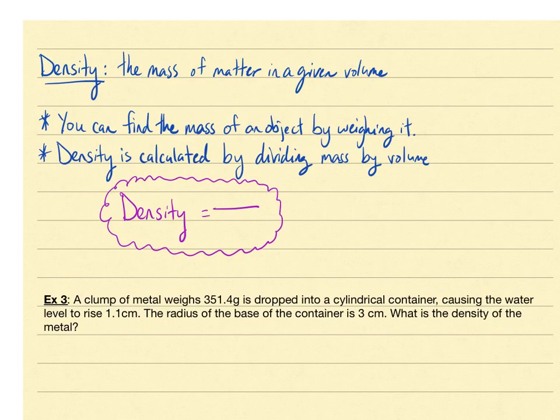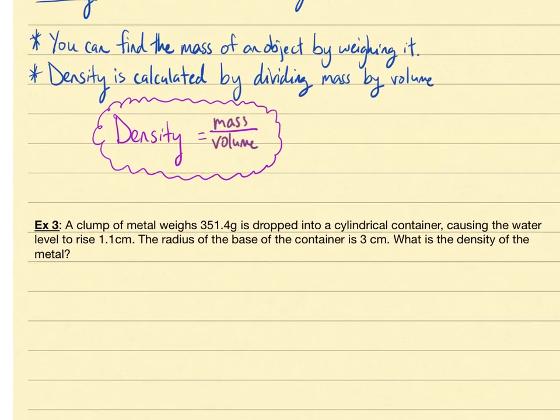The last topic we're going to discuss for this week is density. Density is the mass of matter in a given volume. You can find the mass of an object by weighing it, so thinking about its weight in kilograms or pounds or ounces. And as you can see, density is calculated by dividing the mass by the volume. So let's write that formula out. Density equals mass divided by volume. Let's take a look at an example involving density.